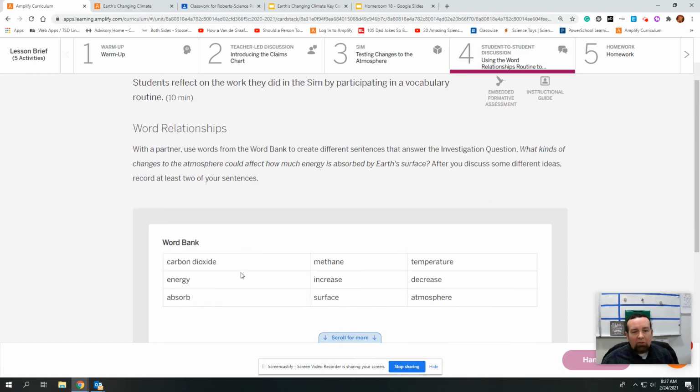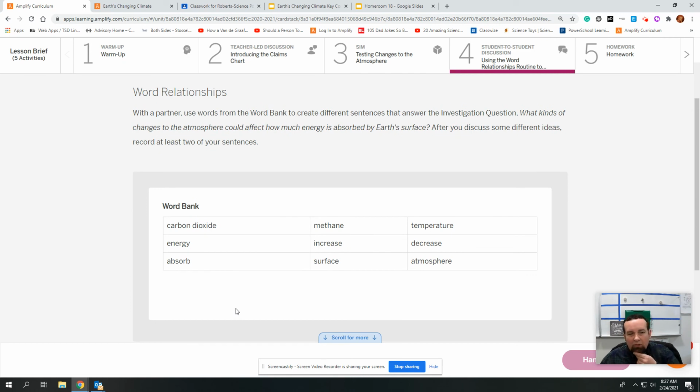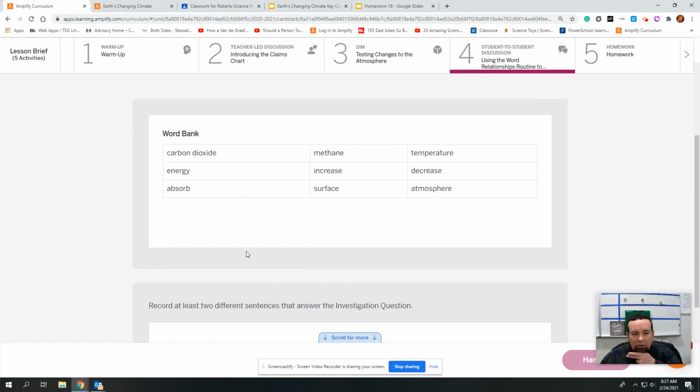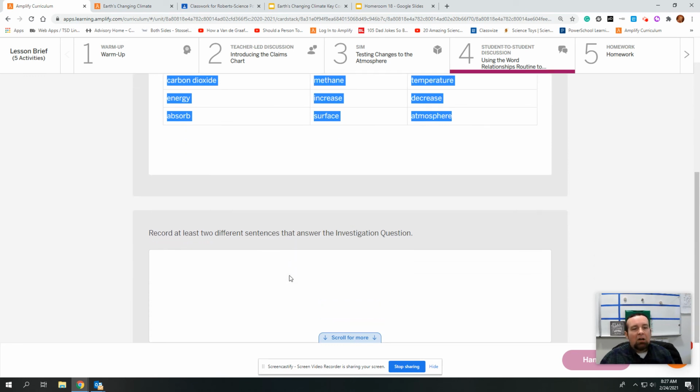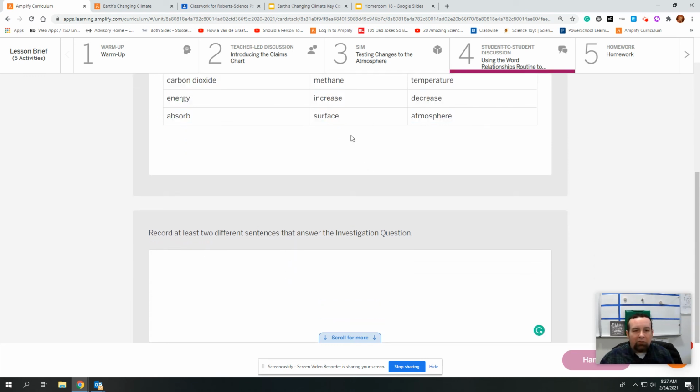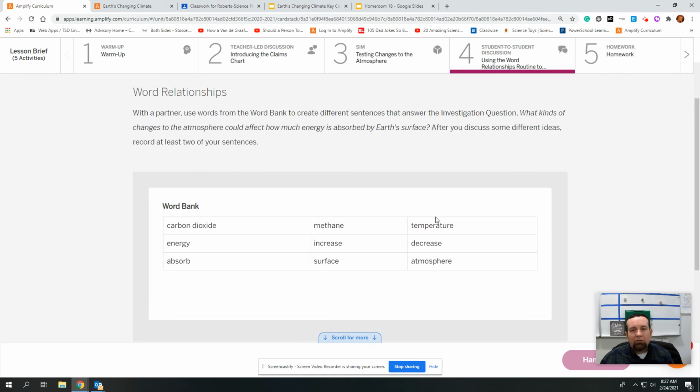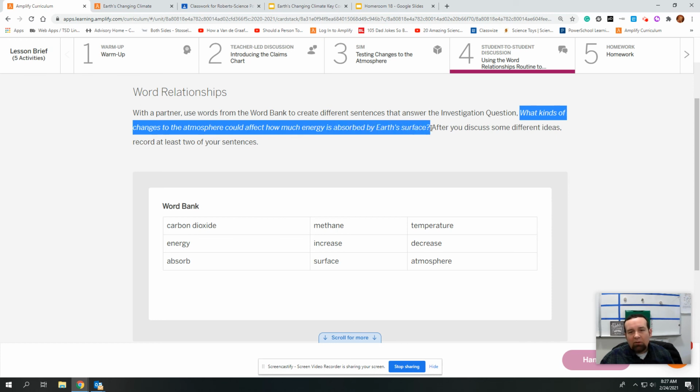Okay, now for this part, this is where, again, we would do some sharing with a partner. I'm going to leave it to you on your own. You have a word bank here, and you can use your key concepts, the stuff that we just did in the sim, but you're just going to write at least 2 sentences using some of these words up here to answer the investigation question. And again, that question is, what kinds of changes to the atmosphere could affect how much energy is absorbed by the Earth's surface? Pause that video, and then we'll go over to the homework section.